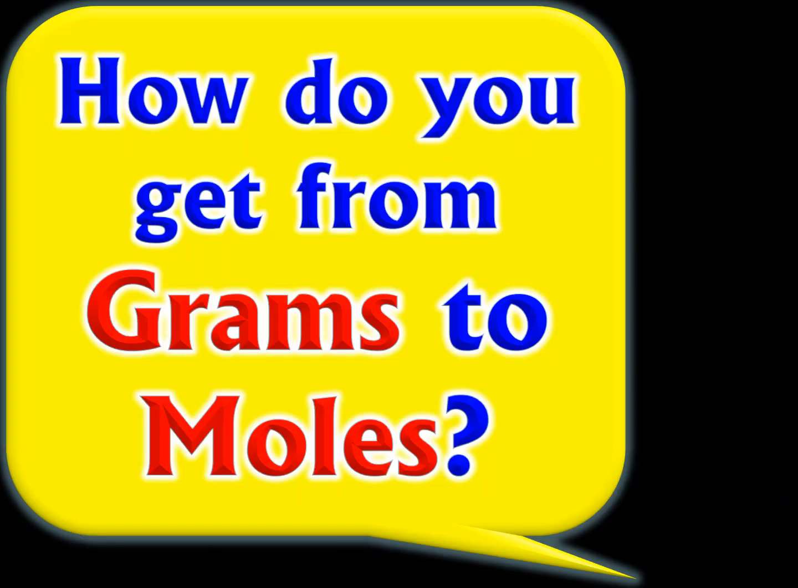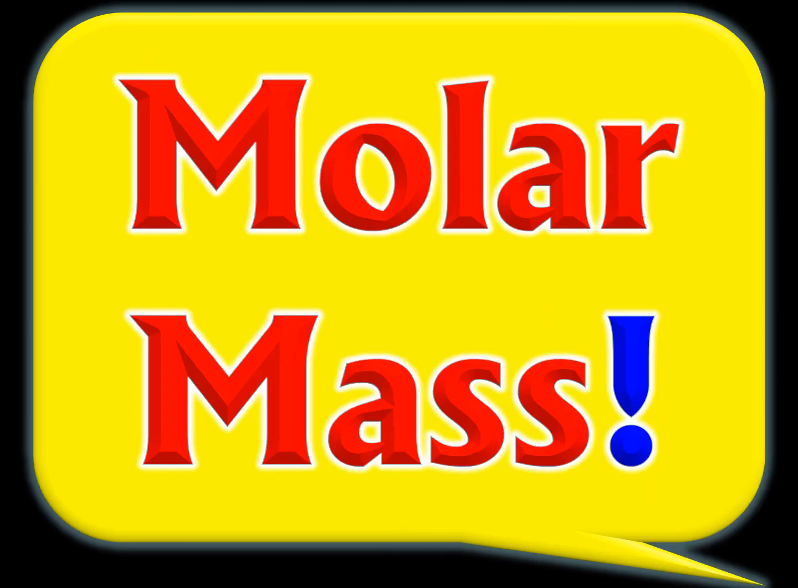But what if you don't have the key? What if you don't have moles to begin with? Sometimes you don't have moles. Sometimes you have grams. If you have grams and you have to get from grams to moles, well, how do you do it? You do it using a unit that contains grams and moles, which is the molar mass. The unit of the molar mass is grams per mole. It's really the way to convert between grams and moles.